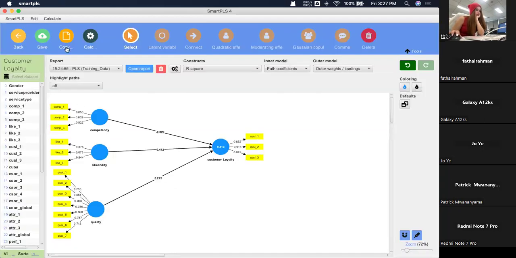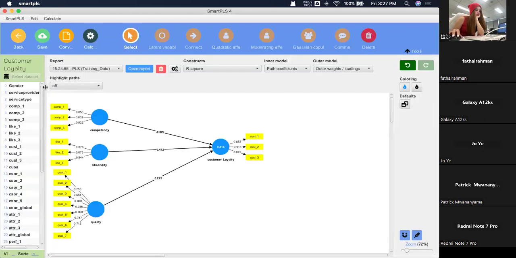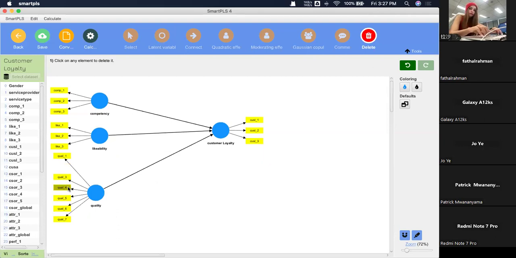So now let's go back to our model again. But before then, please note the new values of the AVE and the composite reliability: 0.885, 0.906, 0.580. That's what we have there. Now let's delete the next one and see if it also improves any of the threshold values. I'm going to delete indicator number 2. As usual, you highlight your delete button. SmartPLS is very easy. You just click on it and it disappears.